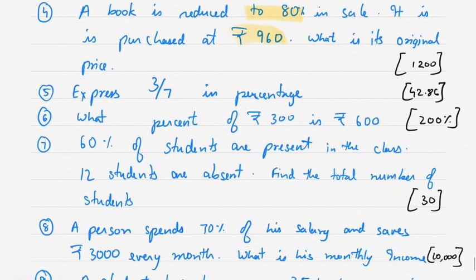Express 3 by 7 in percentage. So what you will do? 3 by 7 into 100. When you do 3 by 7 into 100, it comes to 42.86. 42.86%.